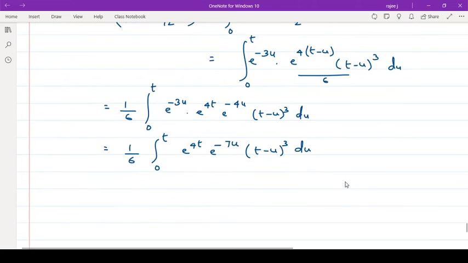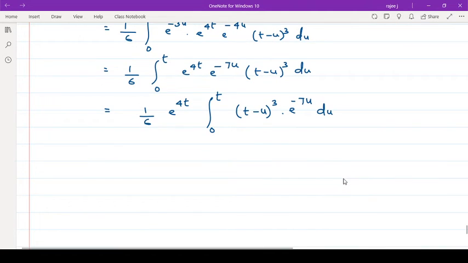Now e raised to 4t is constant, so we can take it outside, because we are integrating with respect to u. So it is 1 by 6 e raised to 4t. Then you could use the u into v formula, or the Leibniz formula, which would be better here. Following the Liate rule, t minus u the whole cube comes first, into e raised to minus 7u du. Now we will integrate this one.